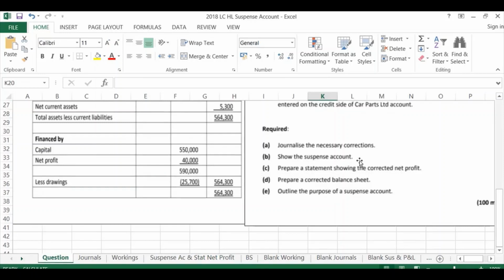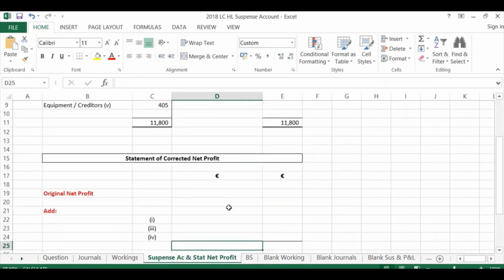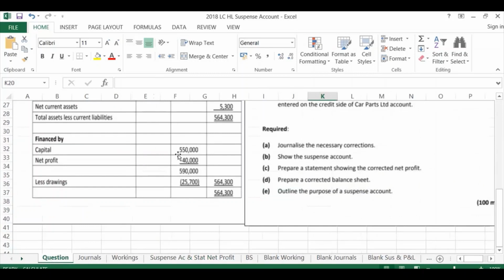Part C says show a statement showing the corrected net profit. Okay, so for the statement of corrected net profit, the first thing we're going to do is get the original net profit from the question. I can see here the original net profit is 40,000 euro.